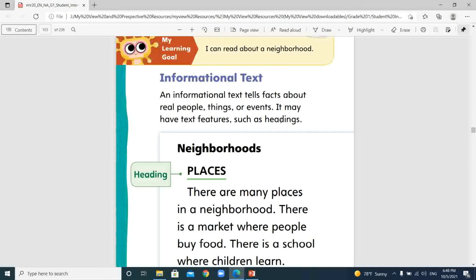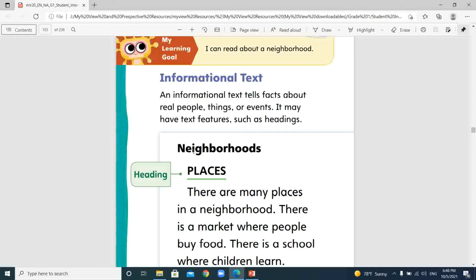The pictures that are in the story are not drawings, they're real photos. What else? It may have text features. You'll find parts in the story that show you that this is an informational text, such as headings. What are headings, Miss Amy? Headings is like a short or a small title before the paragraph.